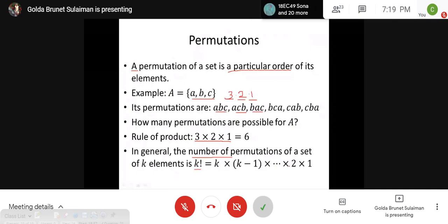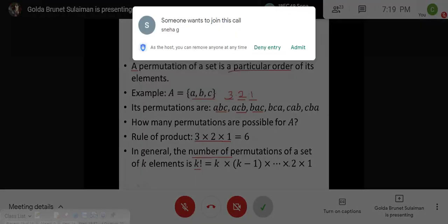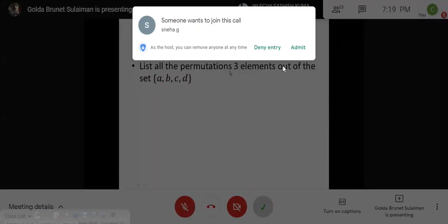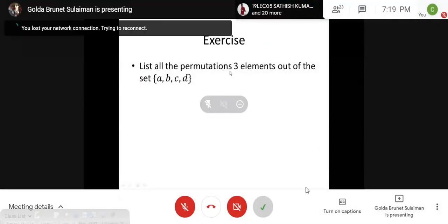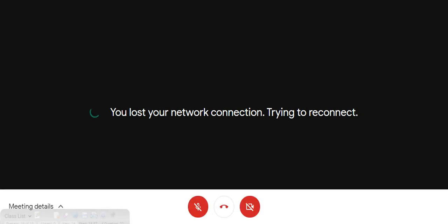You can try it out. Okay, so list all the permutations of 3 elements. You have to list out permutations, and the permutation length is 3 elements, out of this set A, B, C, D. Okay, your time starts now. I'll give 2 minutes time.